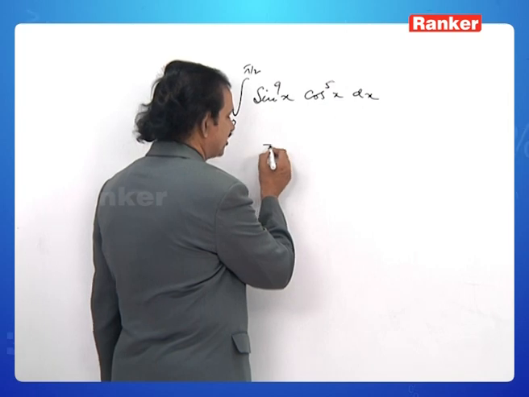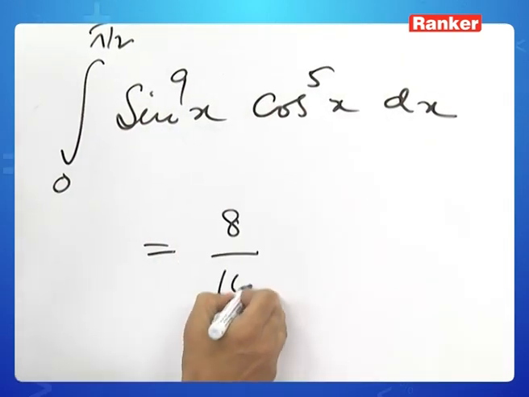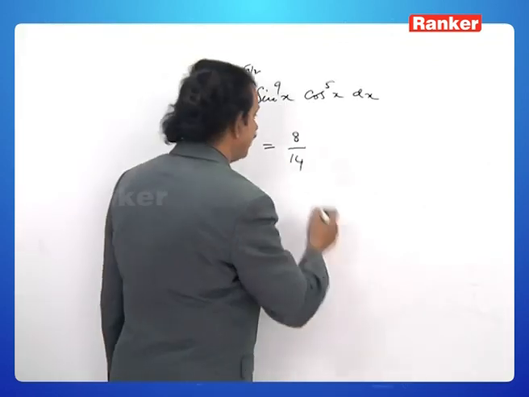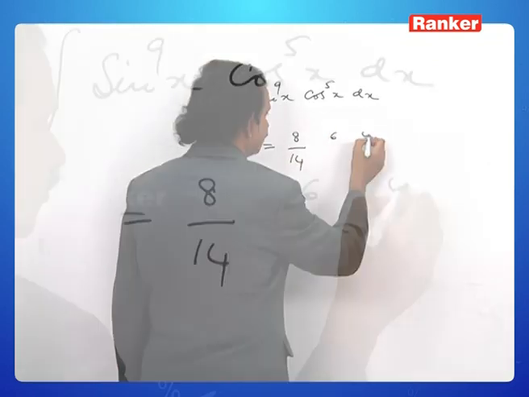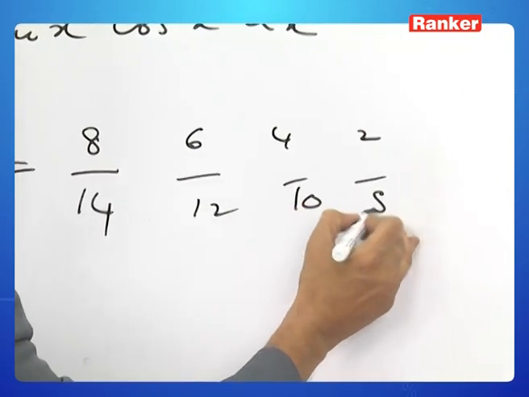Okay, what happens in this case? Come on, what is the starting step? M minus 1 by m plus n is 8 by 14. Come on, decrease by 2, 6, 4, 2, stop. 12, 10, 8, stop.